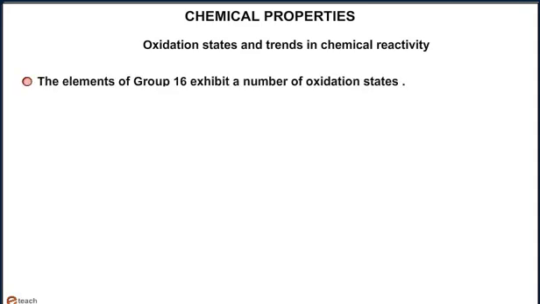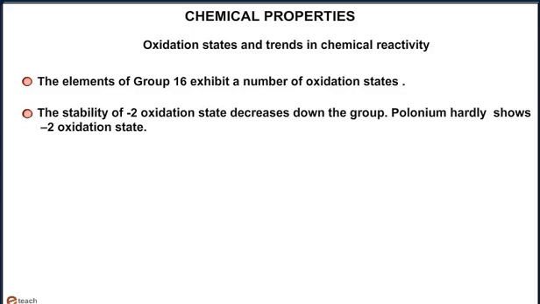Chemical properties, oxidation states, and trend in chemical reactivity. The elements of group 16 exhibit a number of oxidation states. The stability of the -2 oxidation state decreases down the group. Polonium hardly shows the -2 oxidation state.